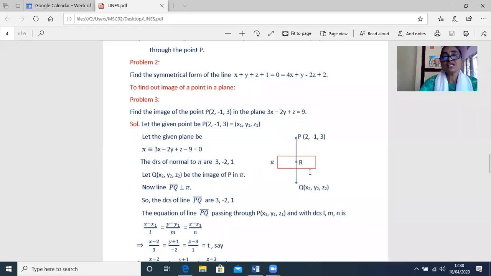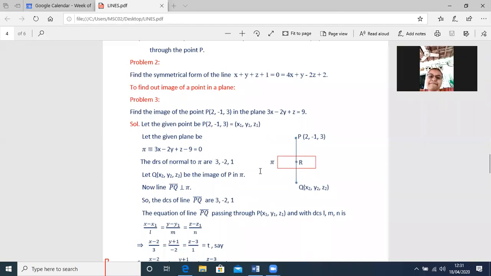Here we were given a point P and a plane, and we were asked to find the image of this point in this plane. Let us name it Q. When Q is the image of the point in the plane, then this R becomes the midpoint. There only lies the problem. The entire problem lies on this point R, girls. So let the given point be x1, y1, z1, and let the given plane be denoted by pi.